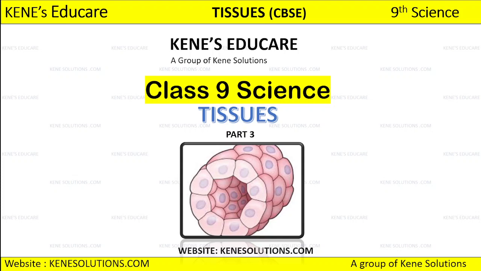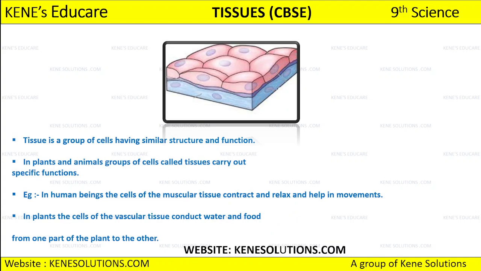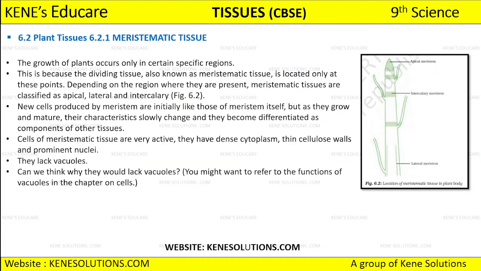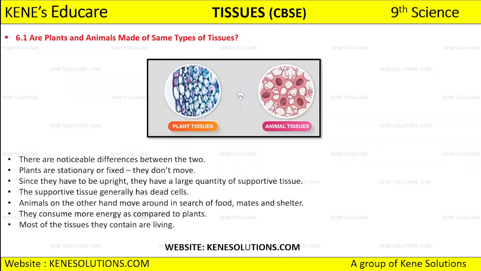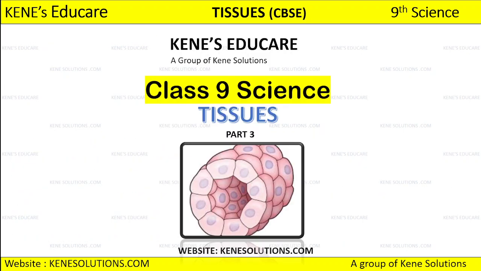Meristematic tissue, based on the location where it exists, is again of three types. We have apical meristematic tissue, lateral meristematic tissue, and intercalary meristematic tissue. So these are the three types of meristematic tissue, which is itself a plant tissue.